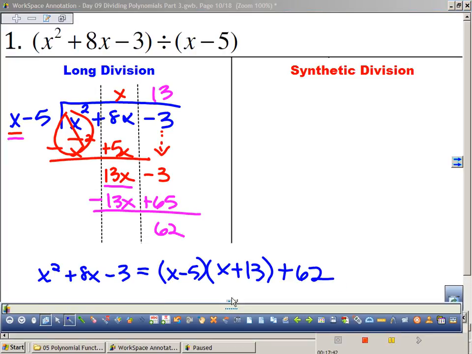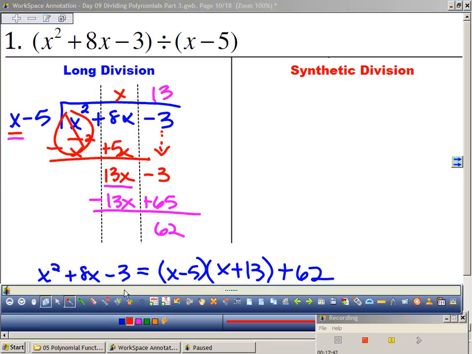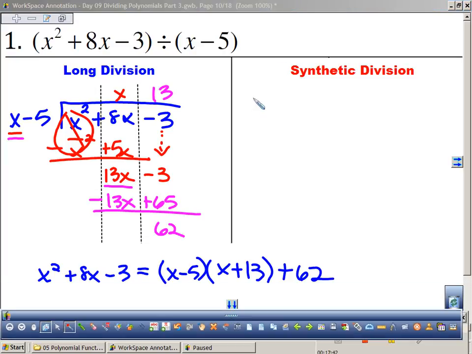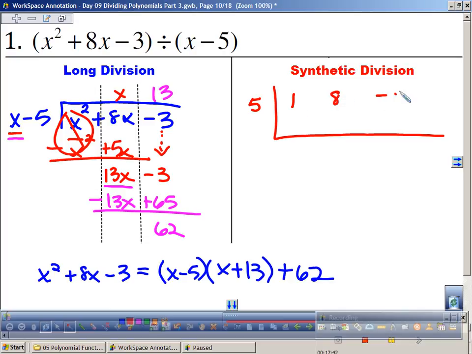Better. All right, so now I'm going to set up my synthetic division. I'm looking for if 5 is a factor of the polynomial with coefficients of 1, 8, -3. Now, the reason I draw that line right there is, don't we go from a trinomial to a binomial?